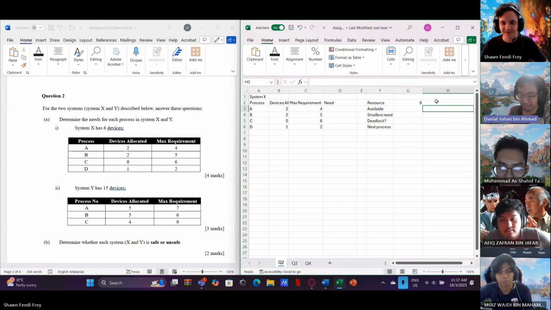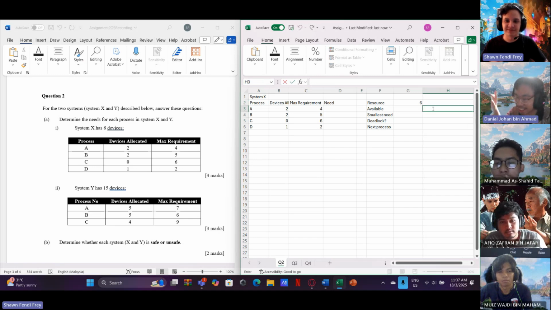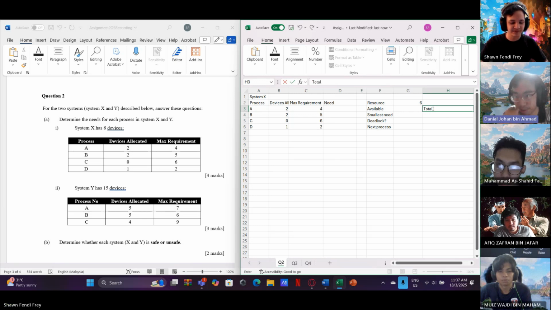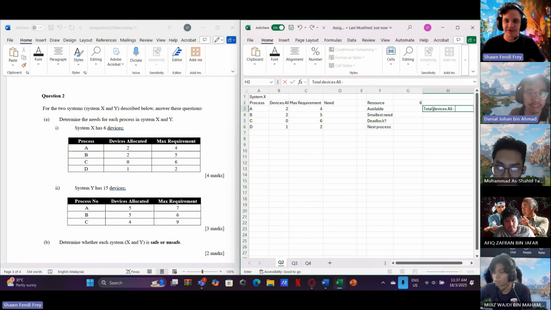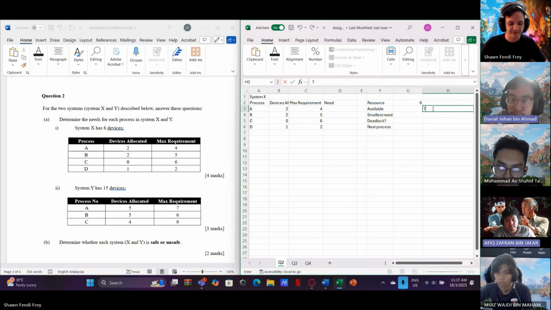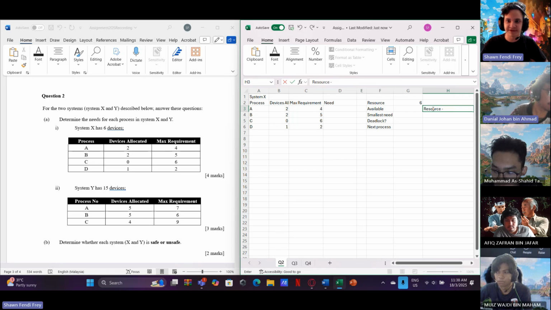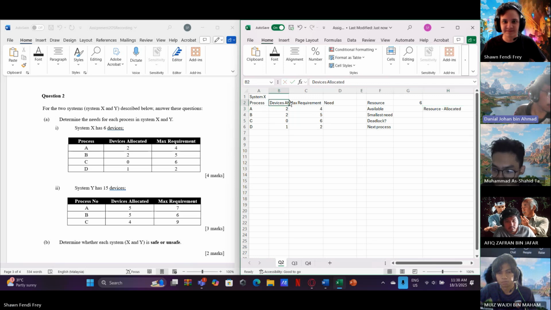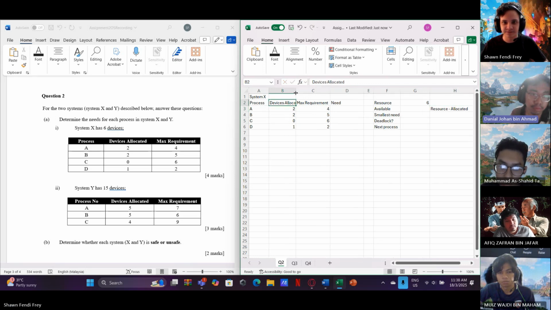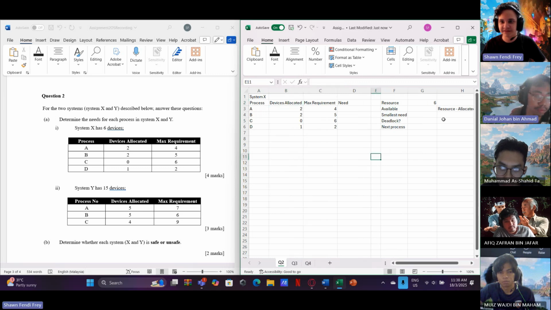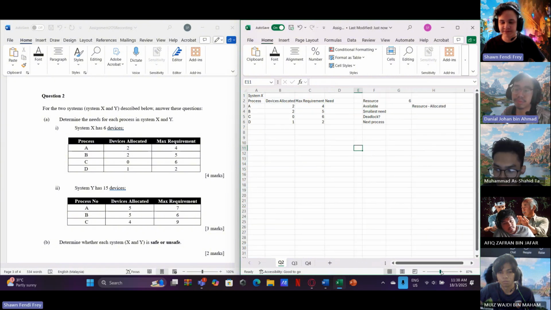Future editing me. So resource is, don't need to explain that. Available is total devices minus allocated. Wait, no, it's resource first, otherwise that's a negative. Resource minus device allocated. Yeah, but I can't see it. So there we go. Now I can see it.